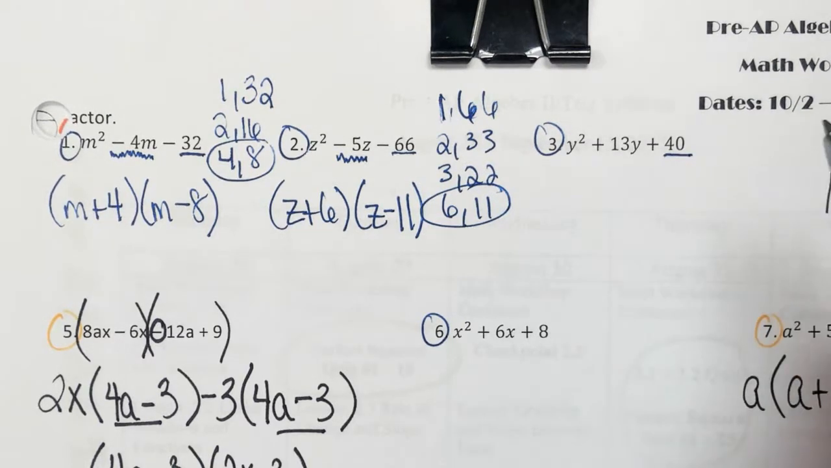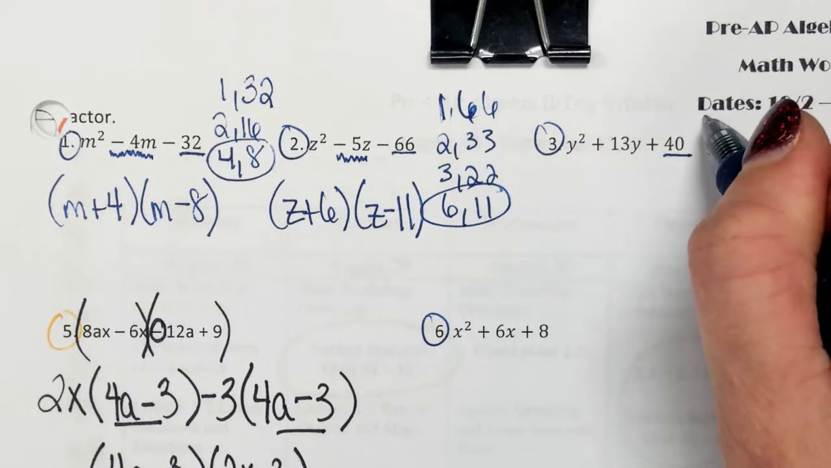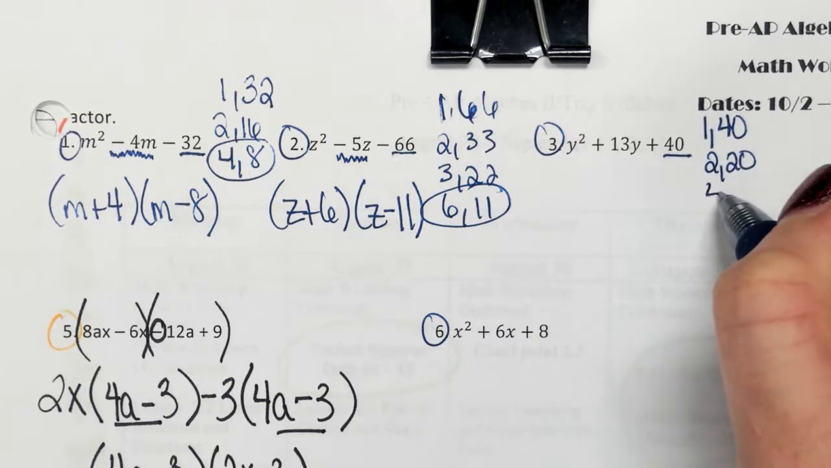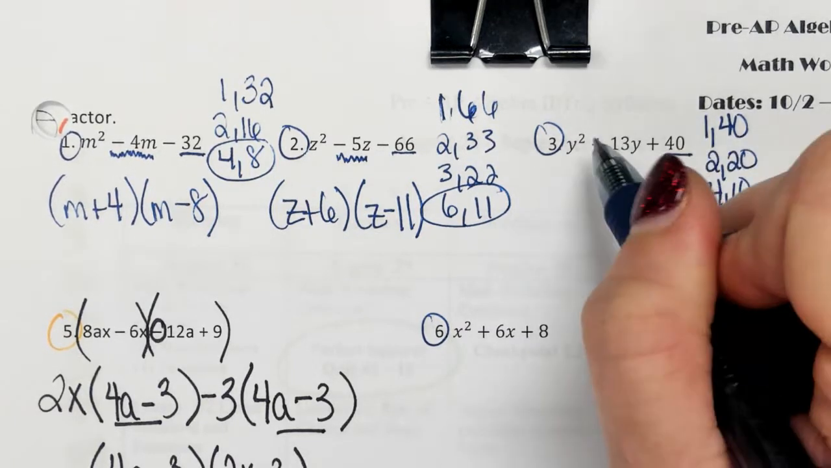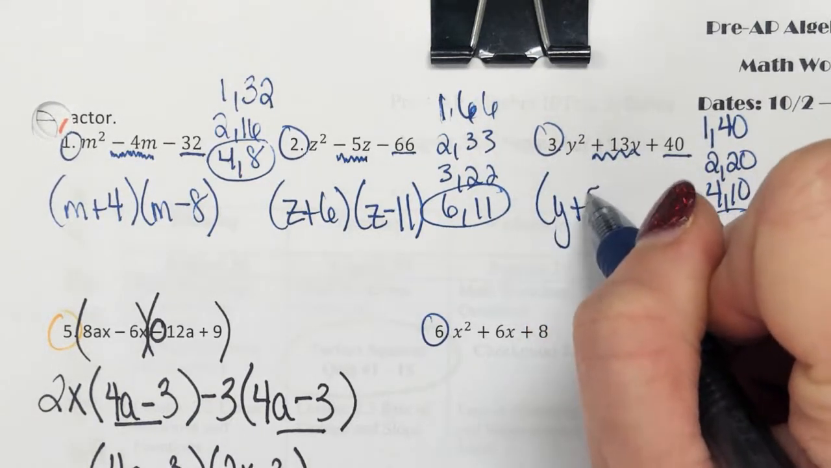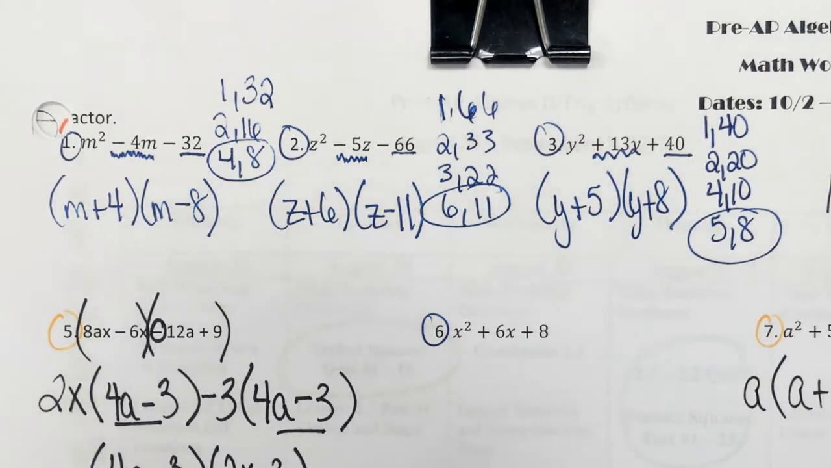All right, number 3, same thing. You have 3 terms. You do not have a GCF, and that's why you have to do it that way. You okay? All right, so what are the factors of 40? 1 and 40, 2 and 20, 4 and 10, 5 and 8. And that's it, right? 5 plus 8. Very good. So you got y plus 5 and y plus 8. As long as the 8 is positive and the 5 is positive, the order doesn't matter. You could even put 8 plus y if you wanted to.